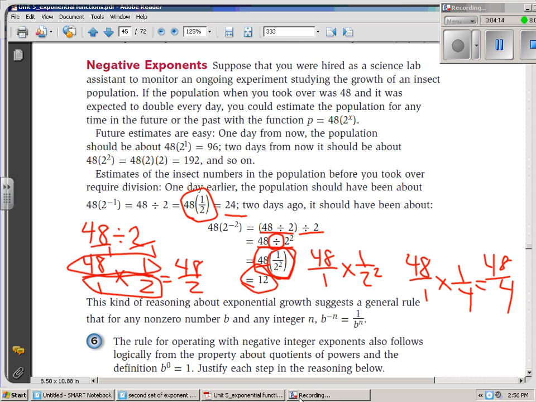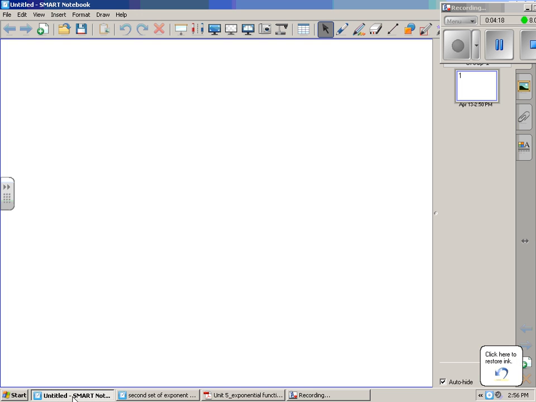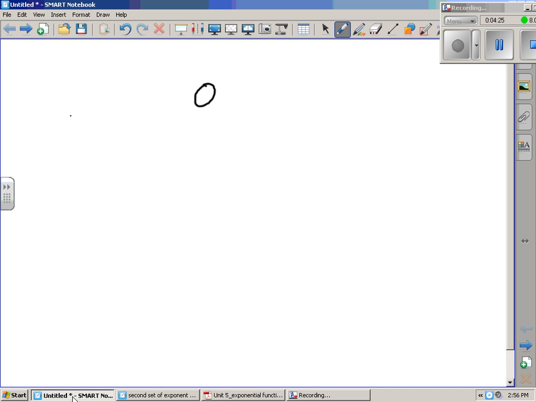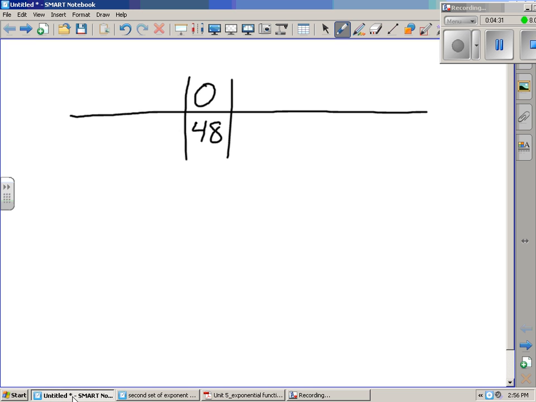I think if you think about it, it's pretty easy for you to double or divide by 2. So let's create our table. And let's look at day 0. When you show up in your lab coat, you're looking at the number of insects, it's 48. And you're expecting that the next day you should be at 96. And the day after that you should be at 192.